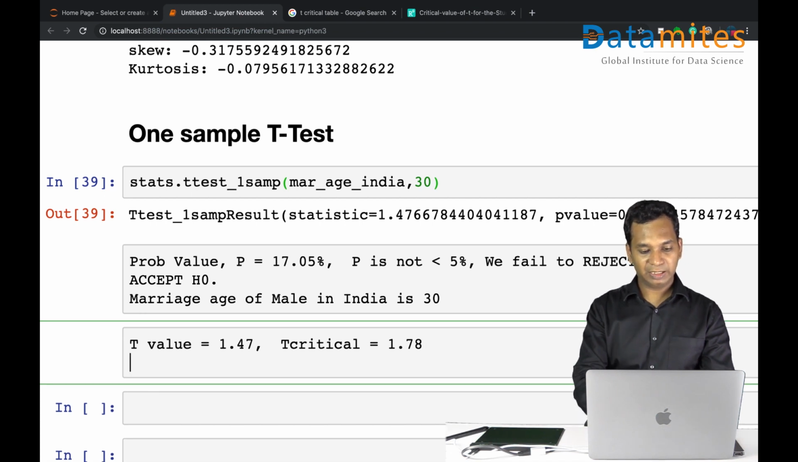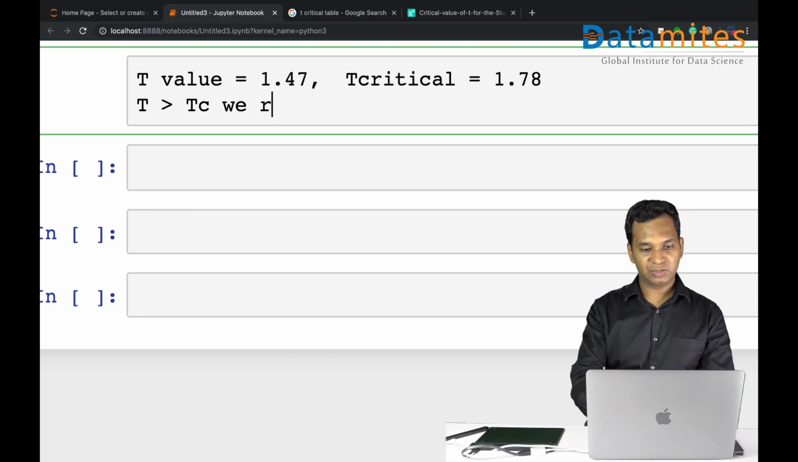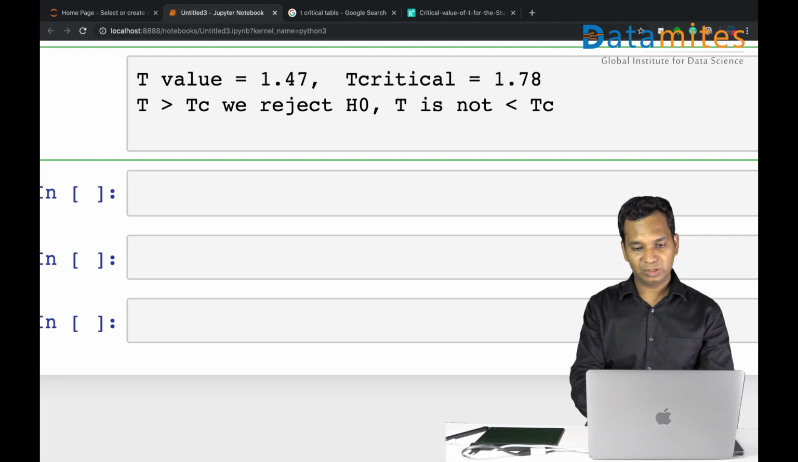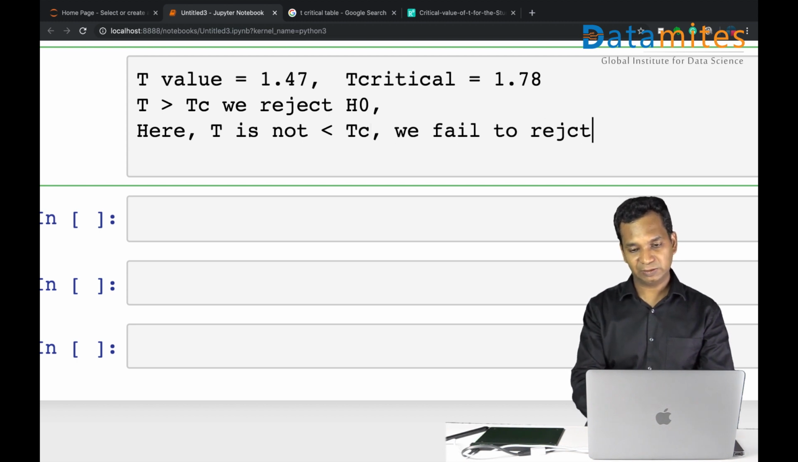So what is our principle? If t value is greater than t critical, then we reject. So hope you can see this, where you can reject null hypothesis. Is it true here? No, your t value is less than t critical, so we fail. So here t value is not greater than t critical, so we fail to reject null hypothesis, so we accept null hypothesis.